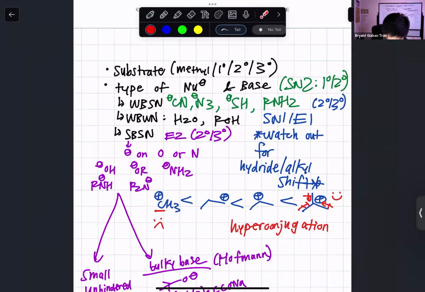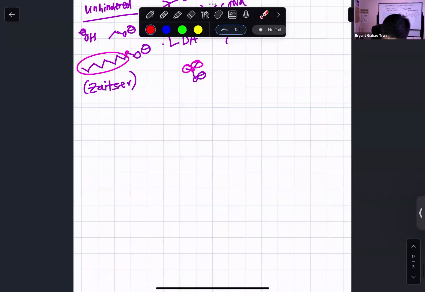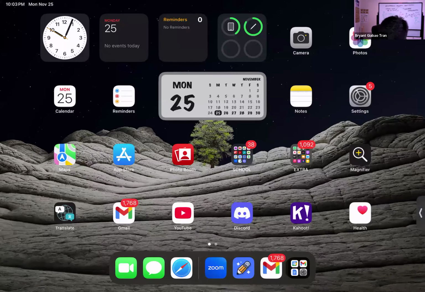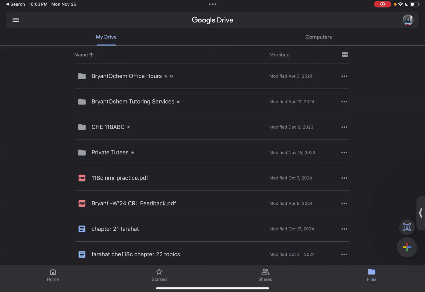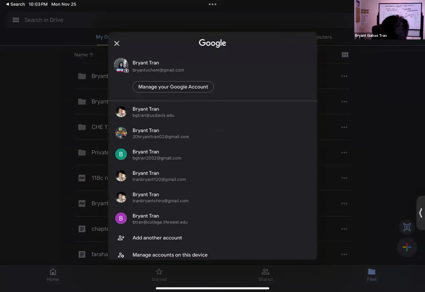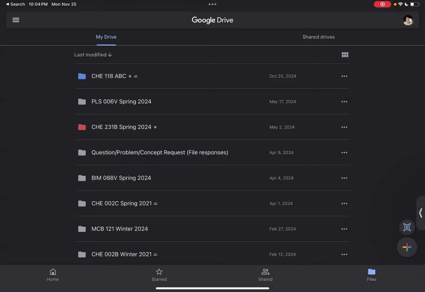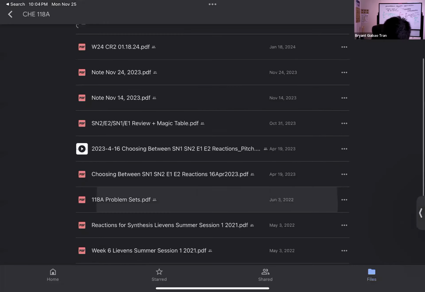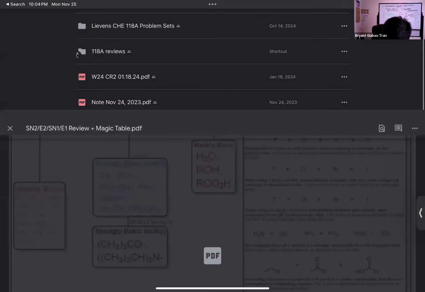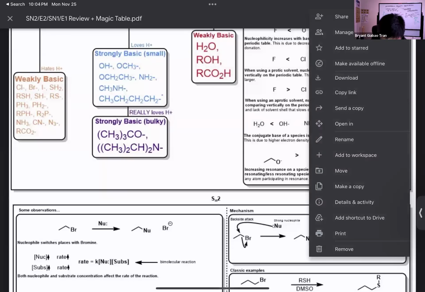Okay, so those are the two most important factors I look for. But let me show you that table right now that I was talking about. And then I'll send this to my notes, which is going to be on school if you're in it, and then you could access the notes there as well. Right. Okay. Let's see. This one, 118A, magic table, SN2, SN1, E1, E2, magic table, this one. And there's specific notes for each reaction and practice examples for you.